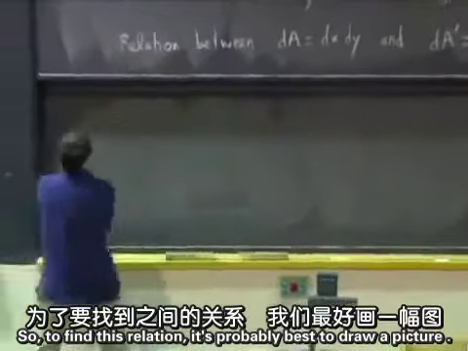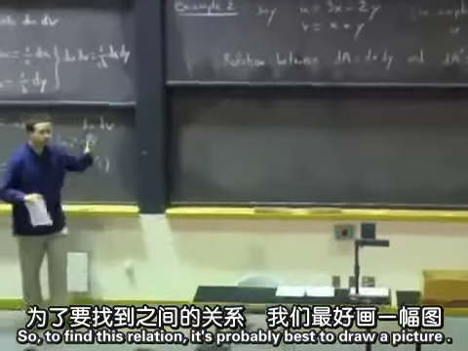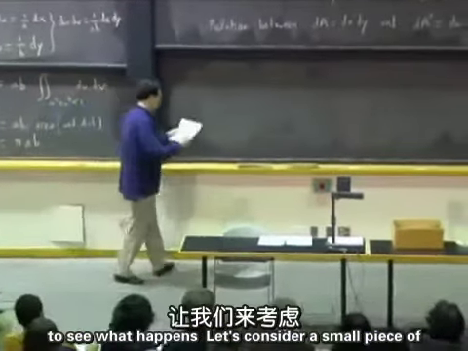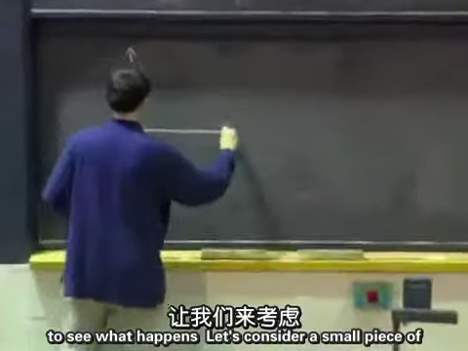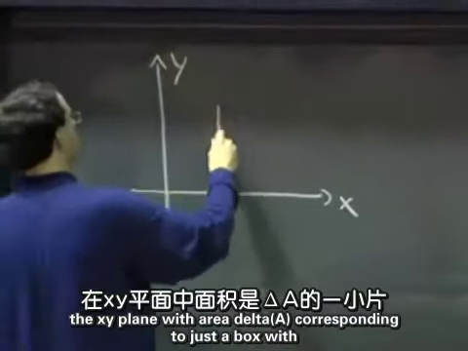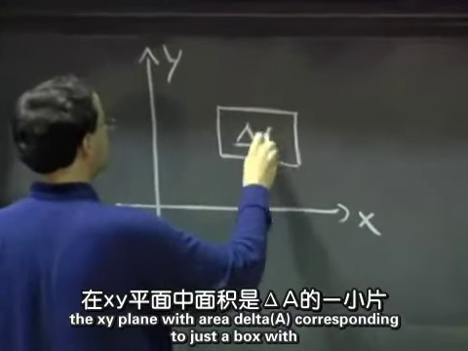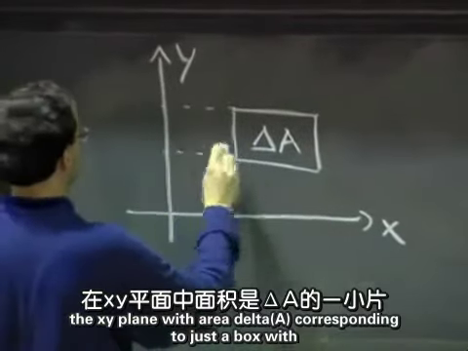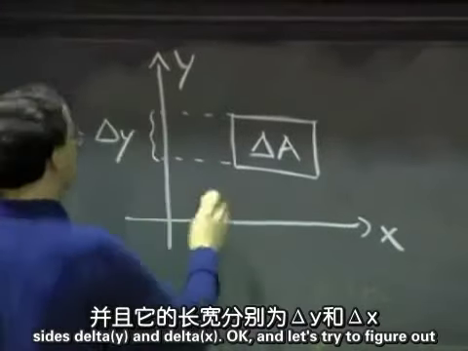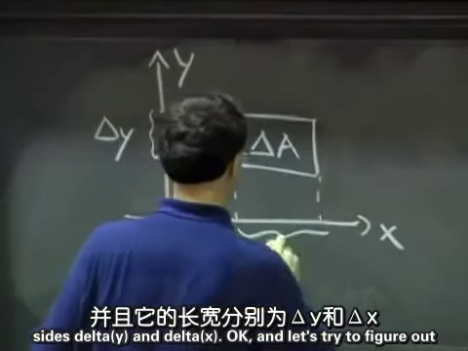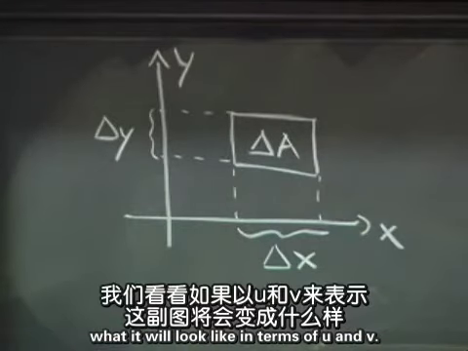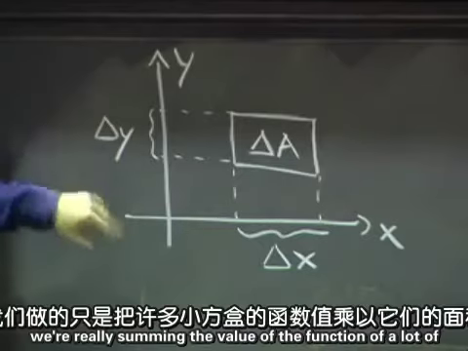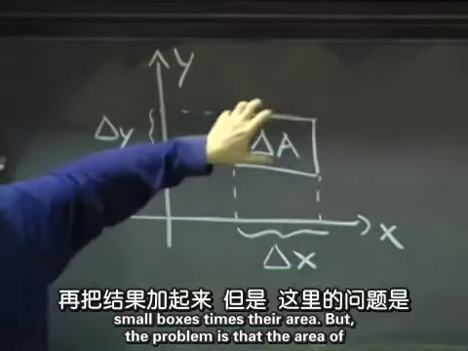So to find this relation, it's probably best to draw a picture to see what happens. Let's consider a small piece of the xy plane with area delta A corresponding to just a box with sides delta y and delta x. Okay, and let's try to figure out what it will look like in terms of u and v. And then we'll say, well, when we integrate, we're really summing the value of a function over a lot of small boxes times their area.